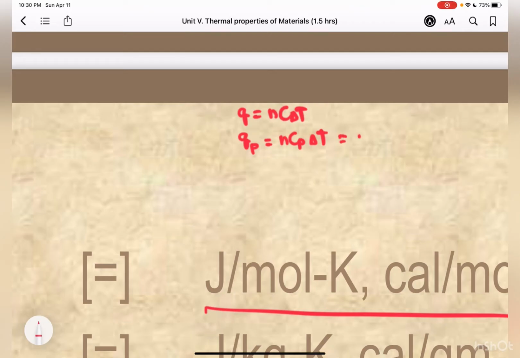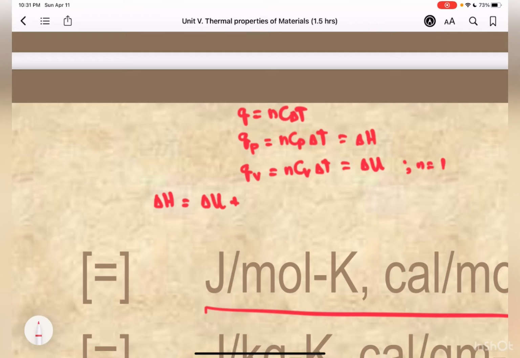So this can also be equivalent to your delta H. Now at constant volume, Qv, which is also equivalent to n Cv delta T, is exactly equal to the change in internal energy, or your delta U. And we know that by the molar heat capacity, when n is equal to 1, for an ideal gas, if I equate that, delta H is actually equal to delta U, review your thermodynamics, plus delta PV.